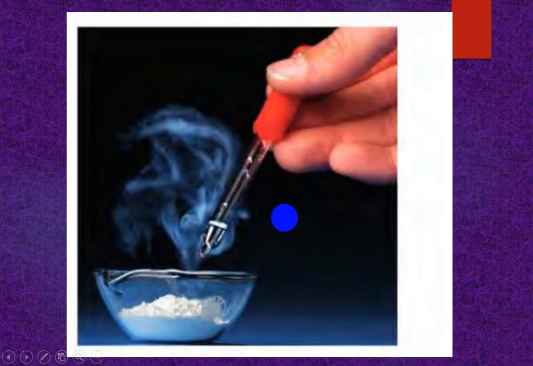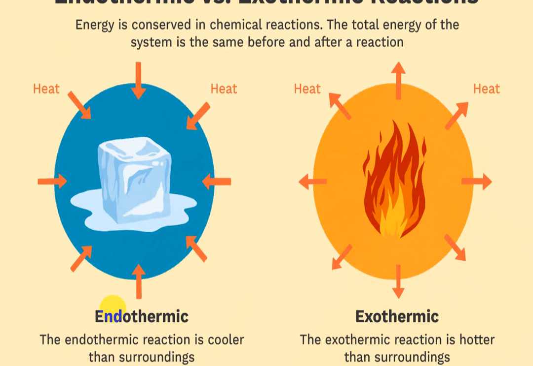Look, this is the energy when a reaction occurs. Fumes formed, fizzing occurs. This is because heat is released during the reaction. Depending on the heat, reactions are of two types. In some reactions, energy is released to the surroundings, and in some reactions, energy is gained from the surroundings.